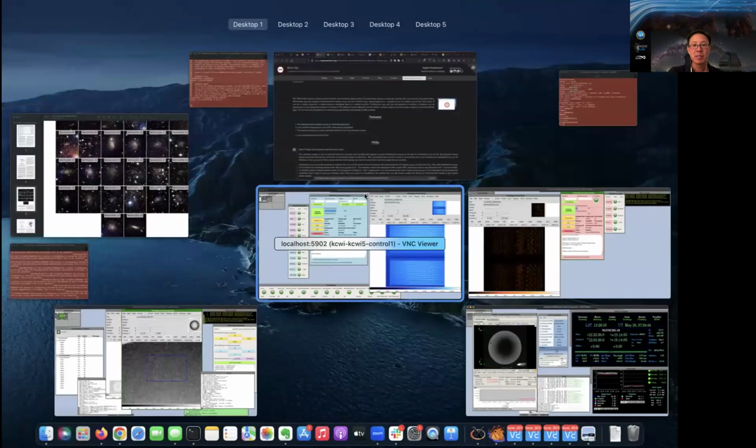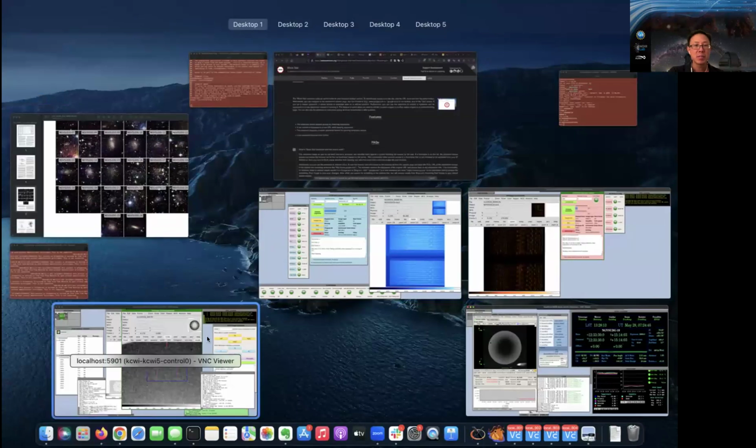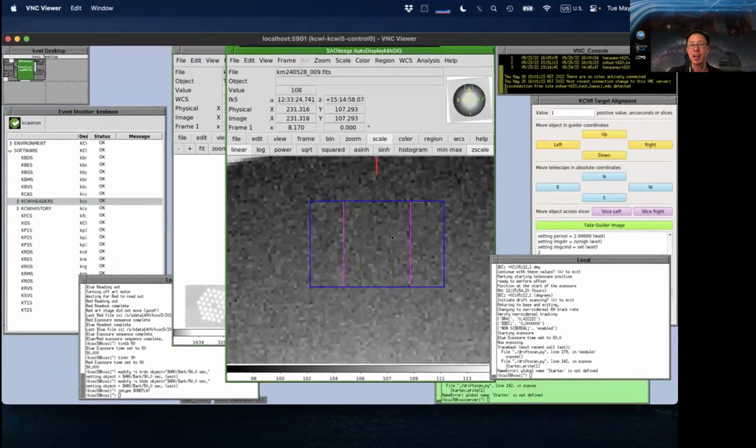And let's see, there's the blue side. This is just the guide camera, which we did not take a picture of anything in particular. But if we wanted to check that we were pointed where we thought we were pointed, we could take a picture and check that here.